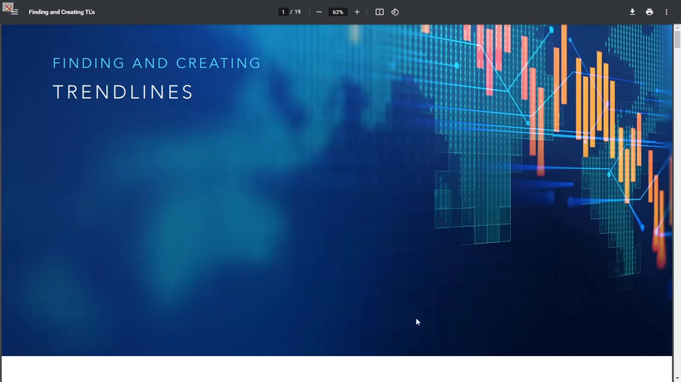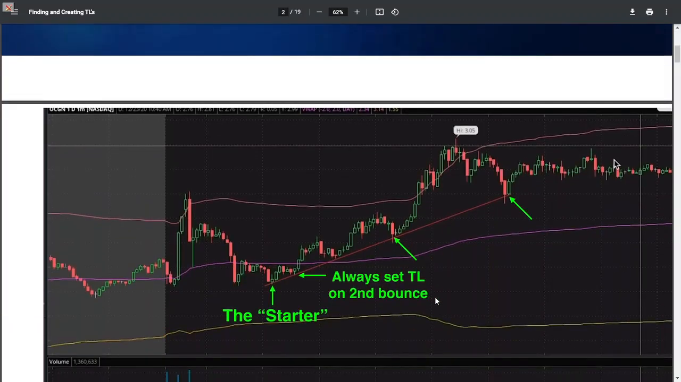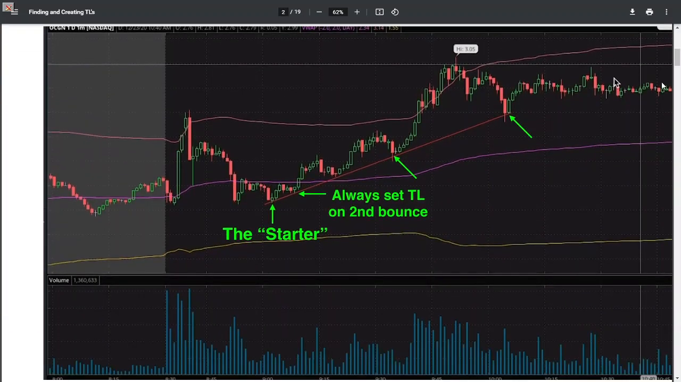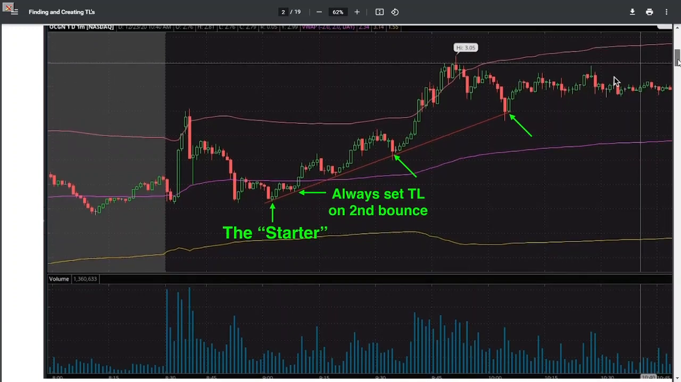Let's go. Finding and creating trend lines. Today's lesson. Super important, super beneficial. One of those things, again, when you first get into a play, it's one of the first things you want to pull up. If you find your support, find your resistance.